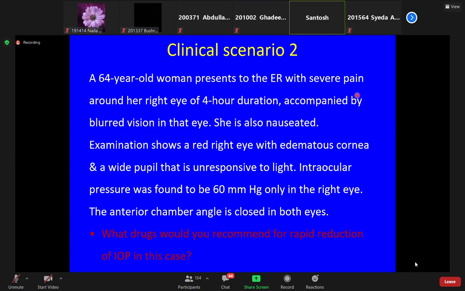And if these things don't work, then obviously you can go on to surgical options as well. Eventually, once the pressure is normalized, these patients have to be referred for surgery, either laser therapy or surgical intervention. Okay. So that ends the case.